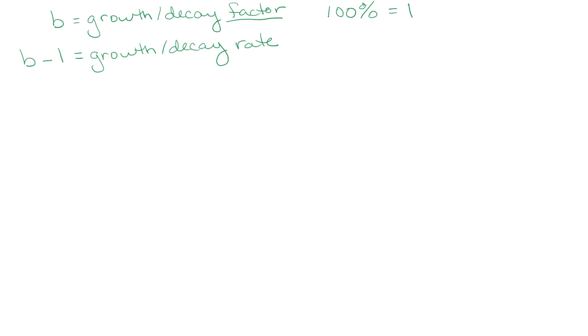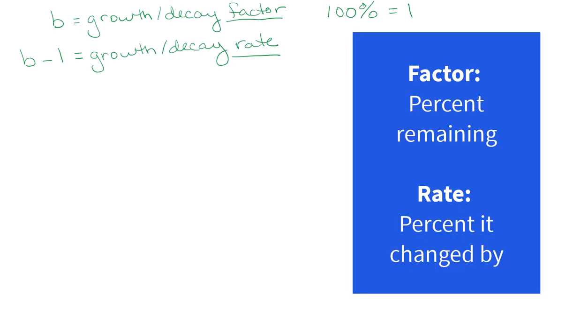Factor is what's being multiplied. Rate is the percentage that it is either increasing or decreasing by. Think of the factor as the percent that remains at the end, and the rate is how much it's changed.